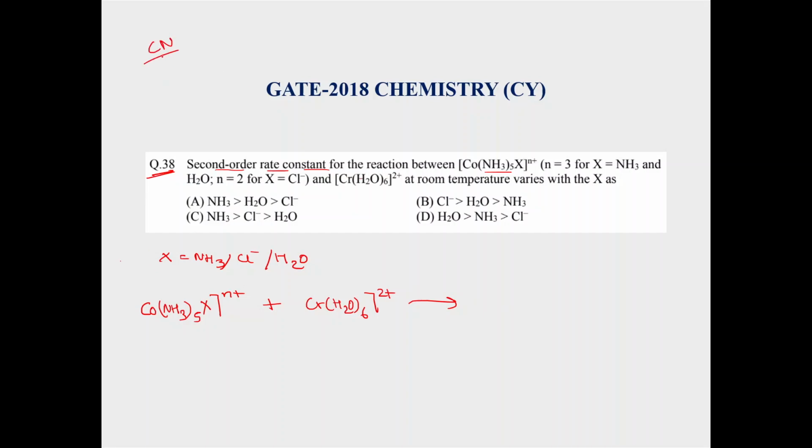So this is a question from coordination chemistry. So here, what will happen is Co(NH3)5H2O, and plus it will be Cr(H2O)5, and one will be this X.